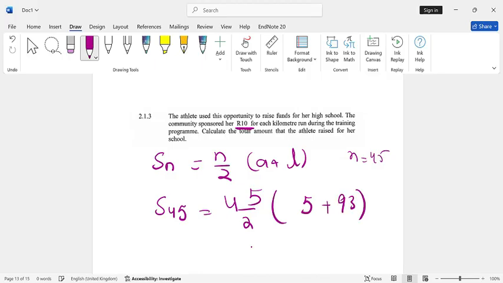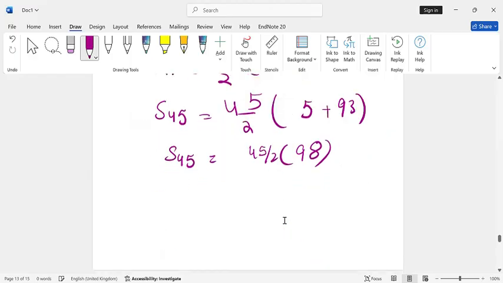Okay, so I'm just going to simplify this equation. When we simplify, we have 45 by 2 into 98. Okay, so when you simplify this equation, we get the value of S45.